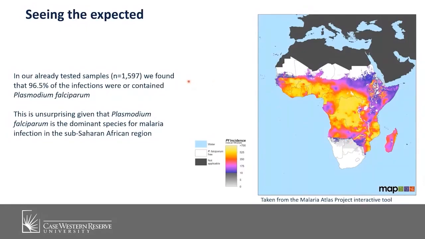And what we found in our data, of the 1,500 individuals we have already tested, 96% of the infections that we found contained or were singularly Plasmodium falciparum. And what I mean by contained is malaria is a very specific disease that can have mixed infections, not just single species infections. So this together just gives us some sort of comfort that we're seeing the things that you would expect of this region.